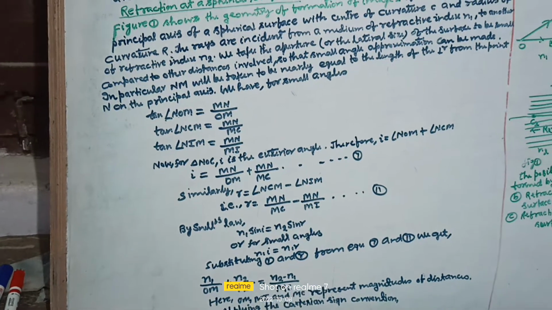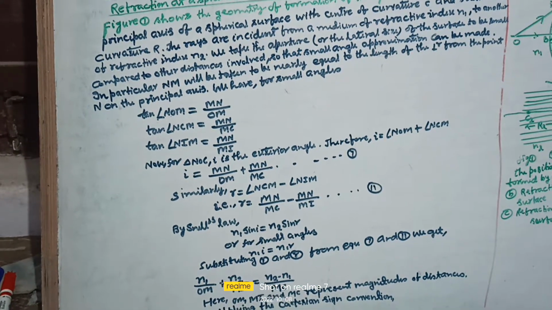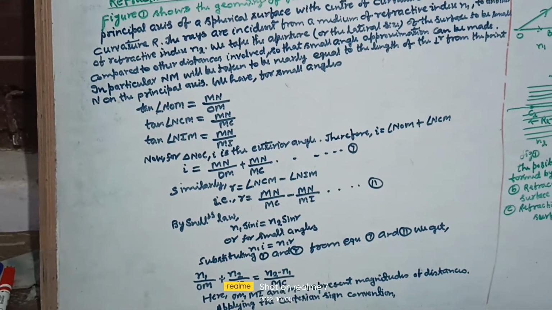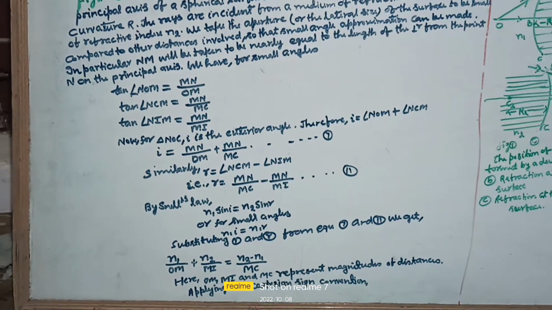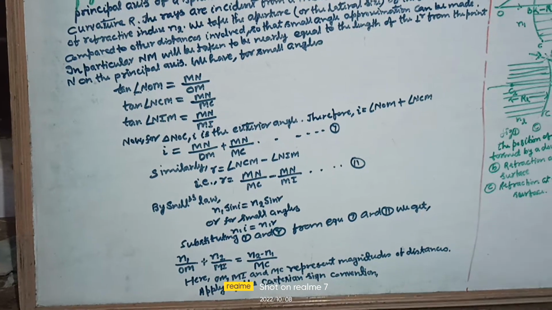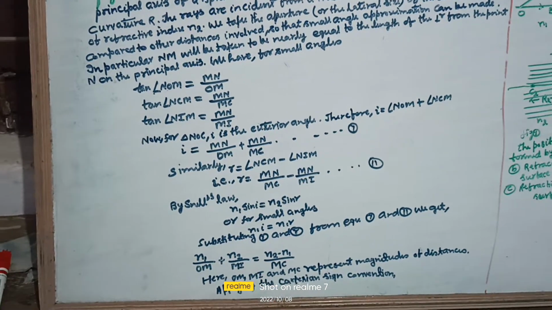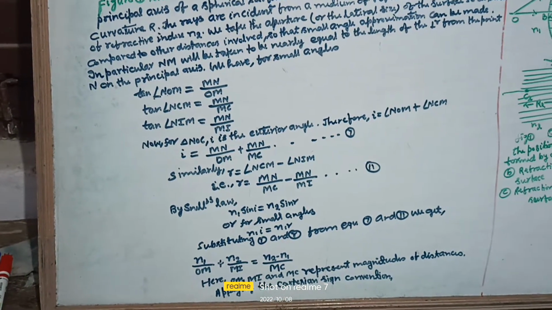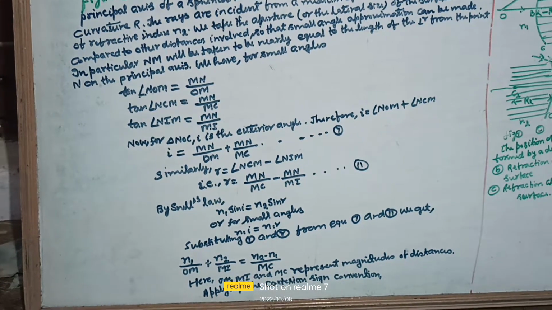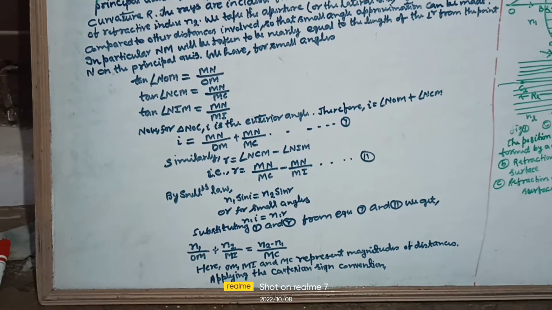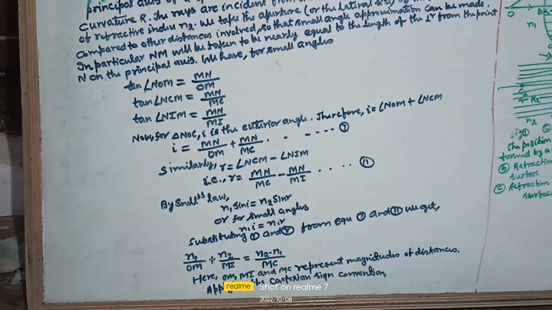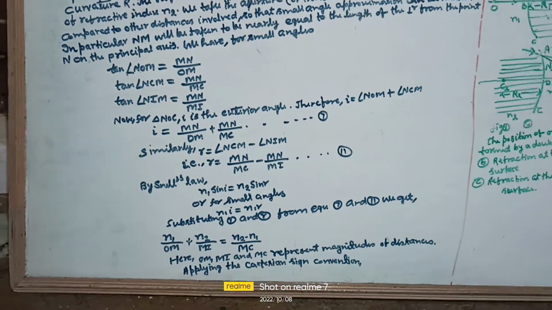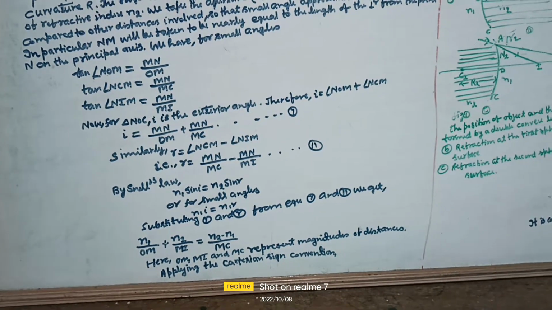By Snell's law, n1 sin i = n2 sin r. For small angles, n1 i = n2 r. Substituting i and r from equations 1 and 2, we get n1/OM + n2/MI = (n2 minus n1)/MC. Here OM, MI and MC represent magnitudes of distances.